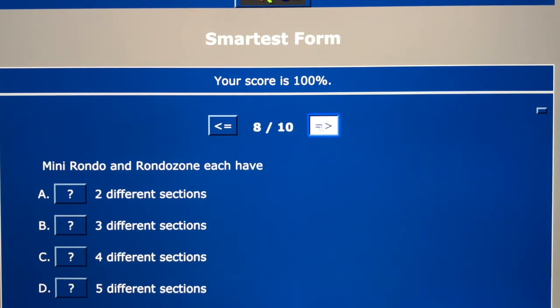Question number 8. Mini rondo and rondo zone each have. Now we're looking at different sections. We had the A and the B and the C. We're not going to count the coda because that's based on A, it's just a little ending. So I think it's going to be 3 different sections. I hope you thought that as well.